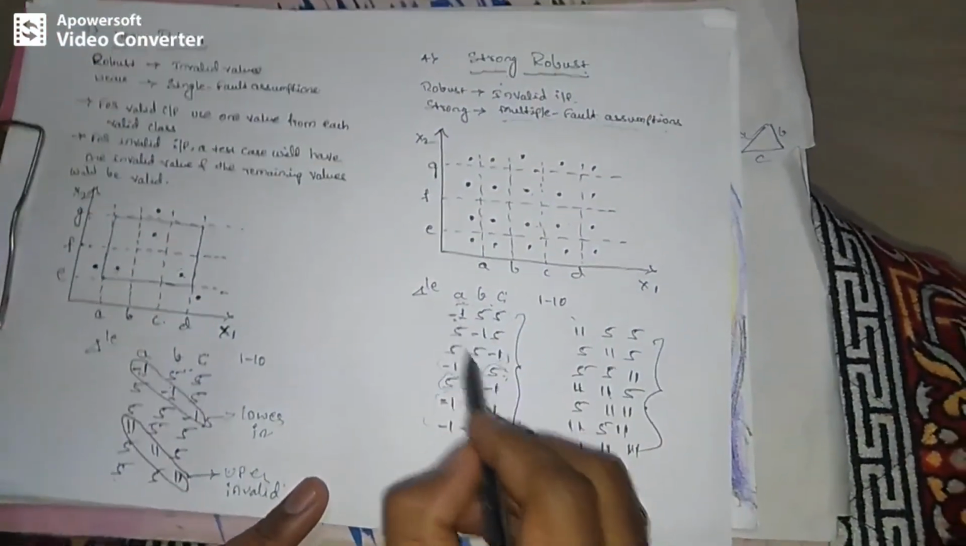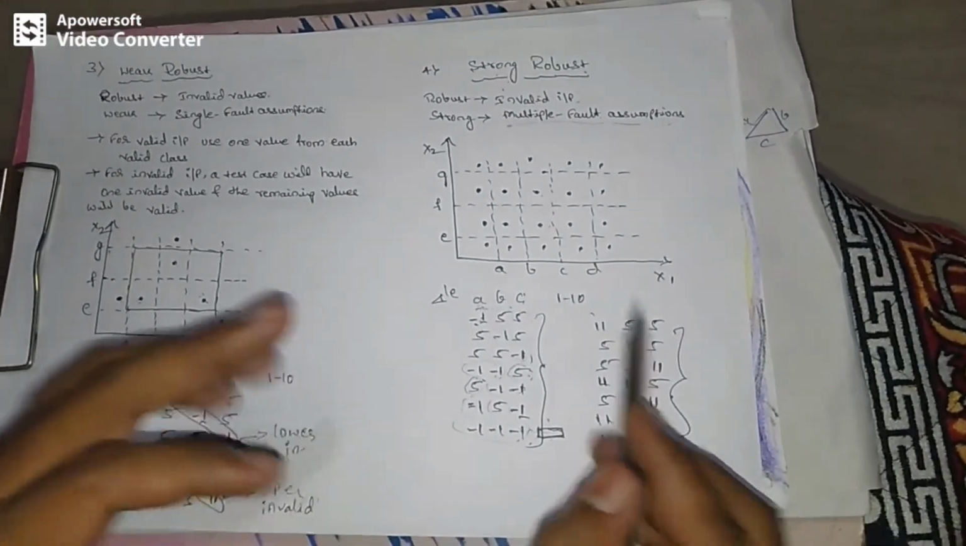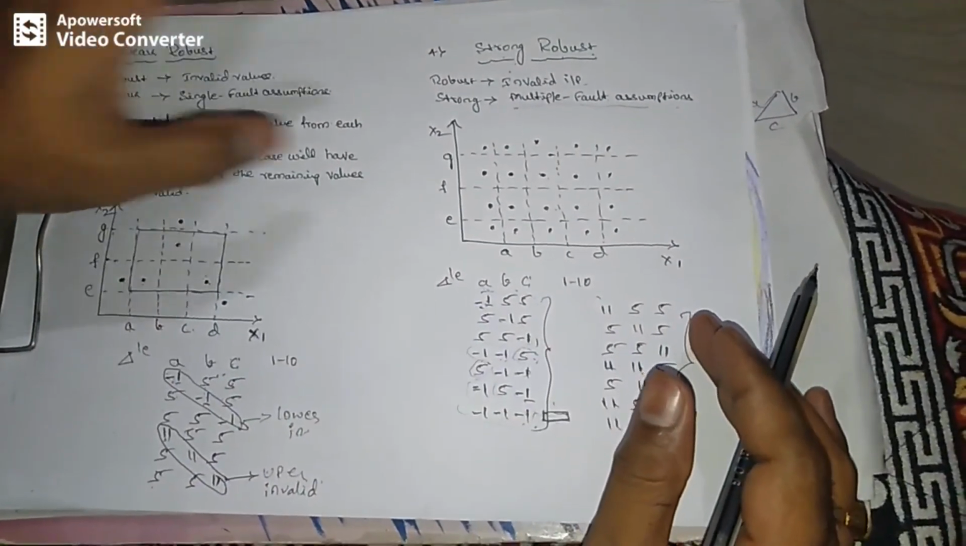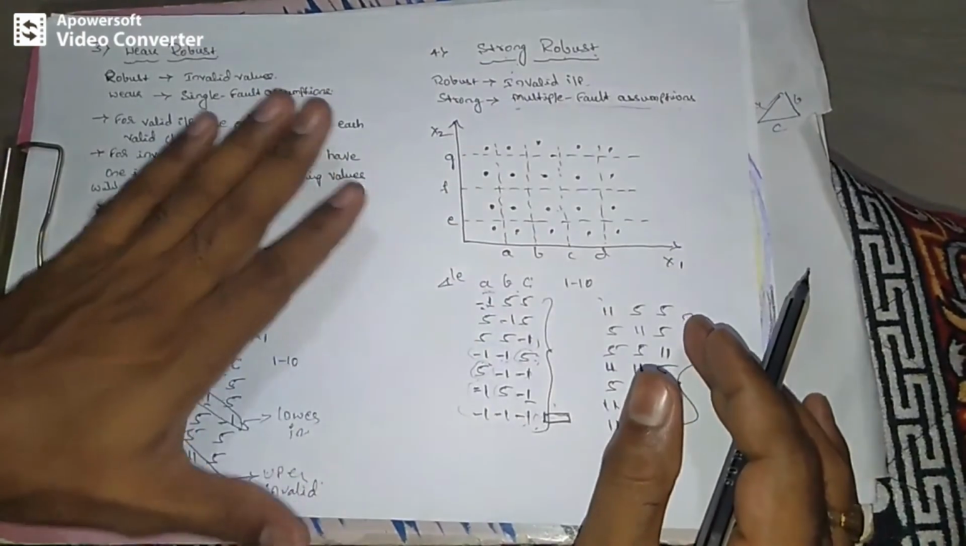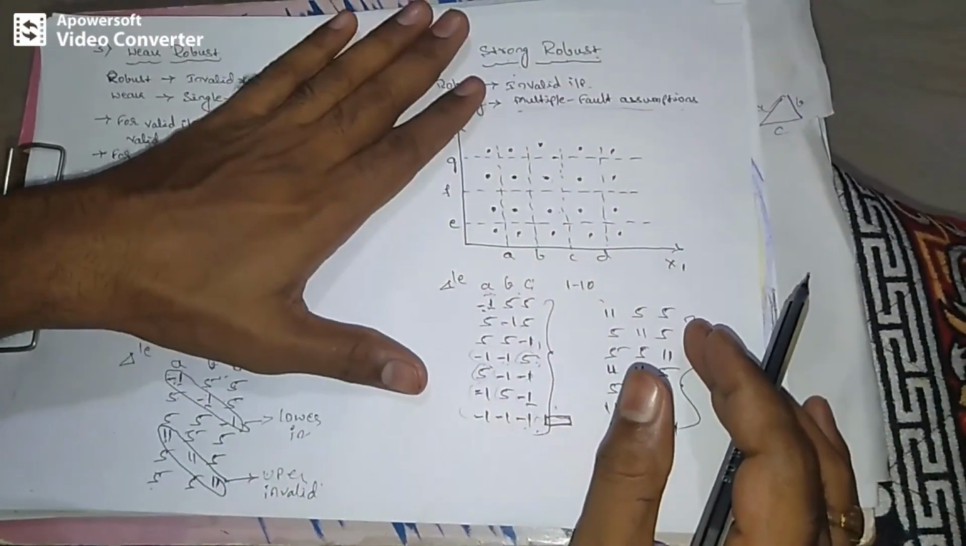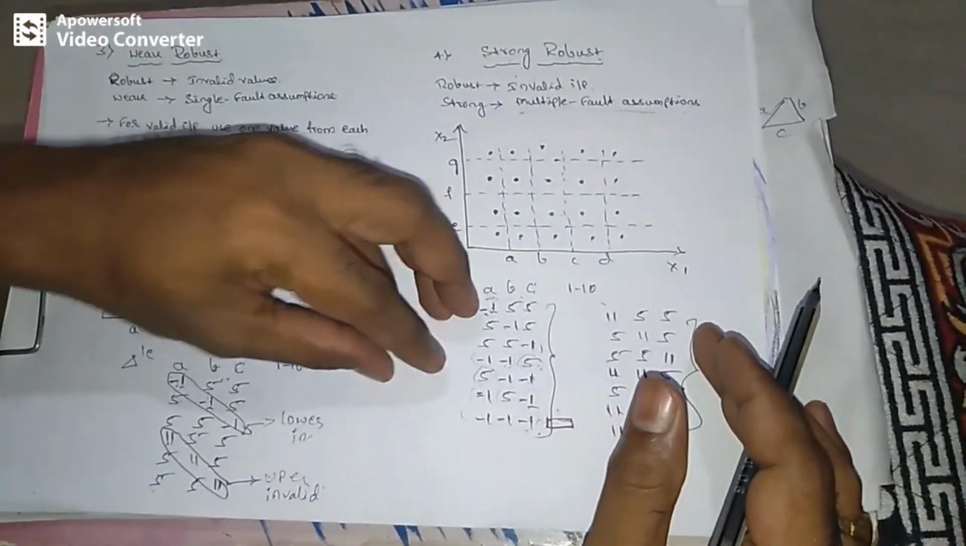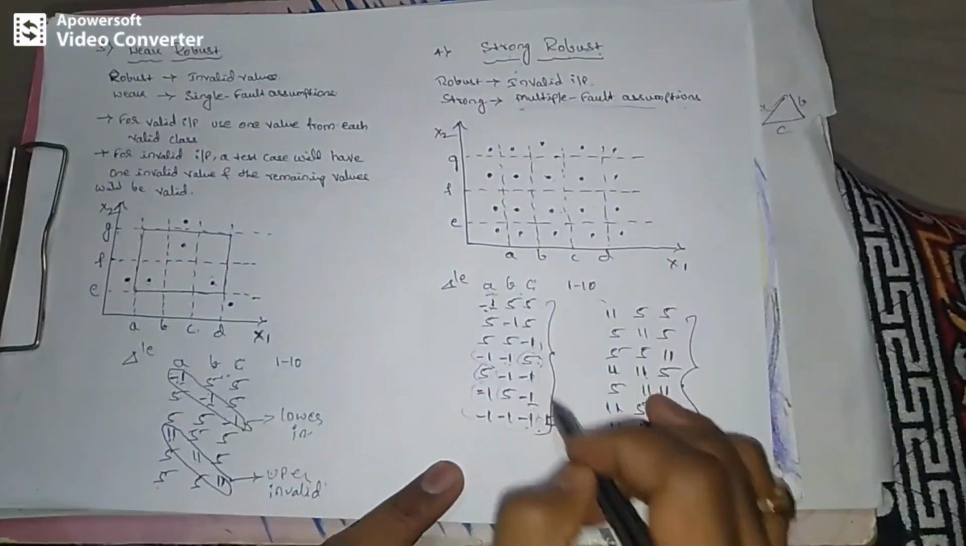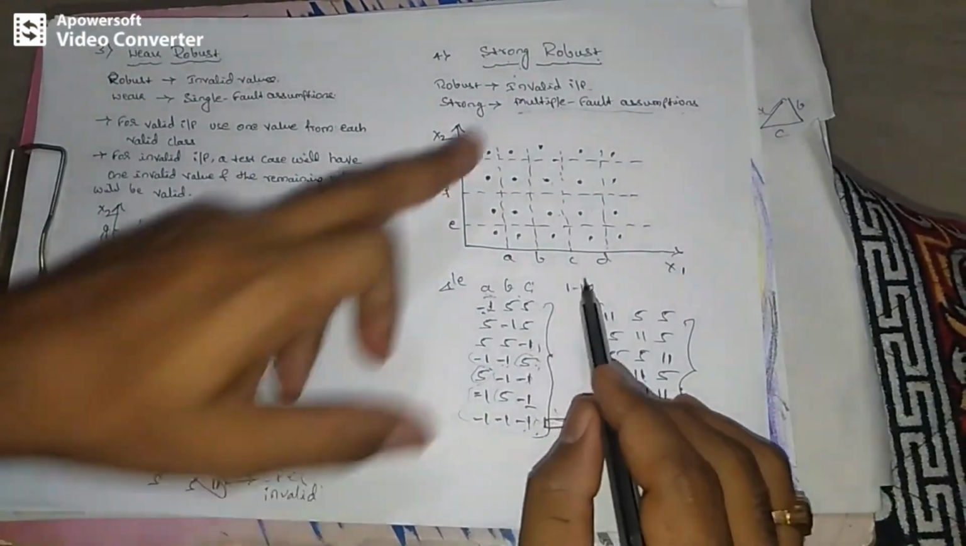This is how we can write the test cases under the strong robust and weak robust. This is what single fault assumption and multiple fault assumption mean, which we are using under weak robust and strong robust. There is no hard and fast rule to identify the number of test cases. This purely depends on the tester, how he is going to consider the test cases based on the single fault assumption and multiple fault assumption. Thank you.